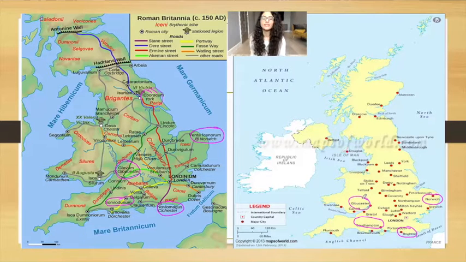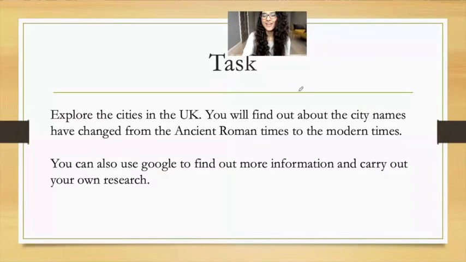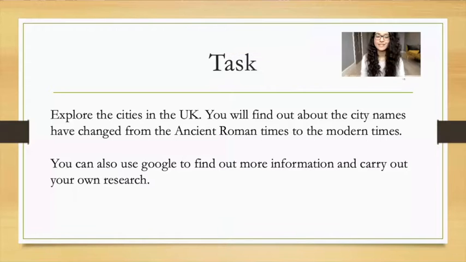So what can you notice? What I can notice for sure is that our names today are a lot shorter. Our names for places today are a lot shorter than the names that we would use for cities in the past. How interesting. Right, your task is to explore the cities in the UK.